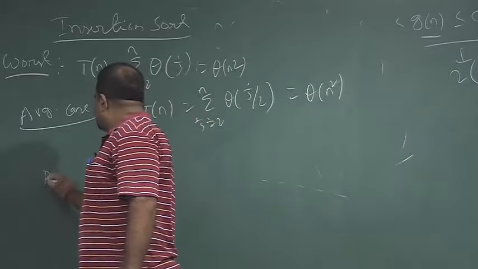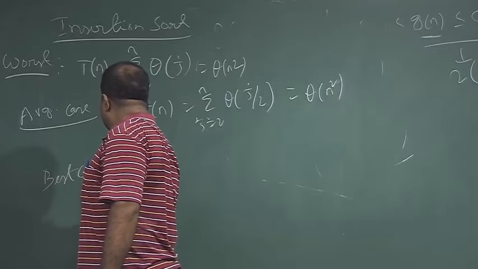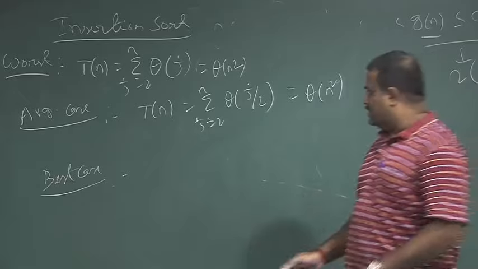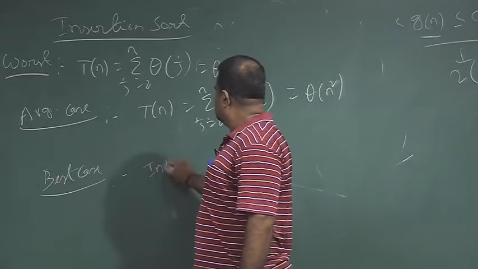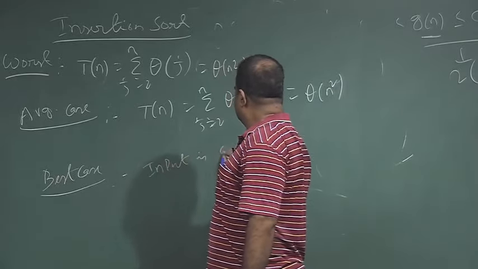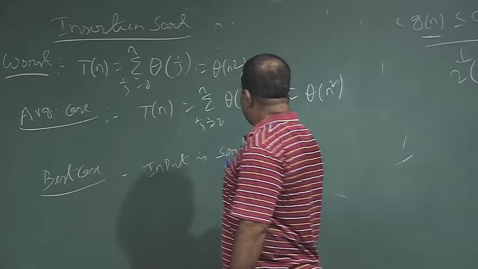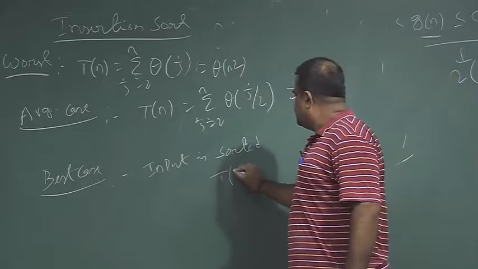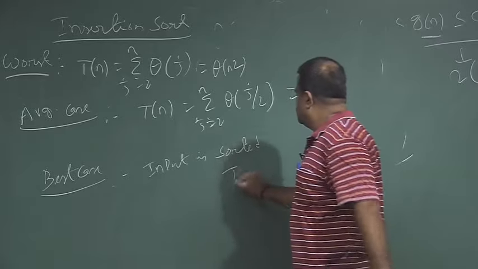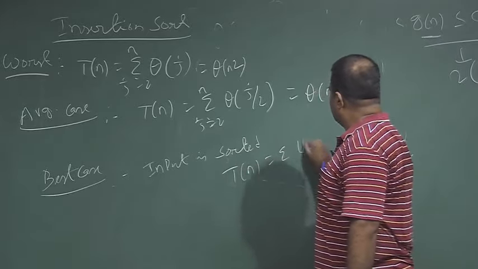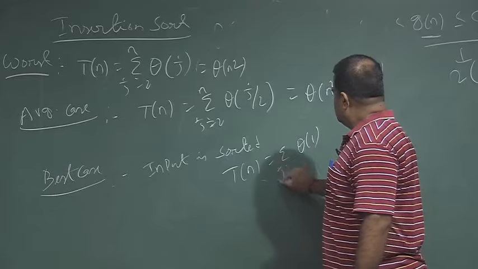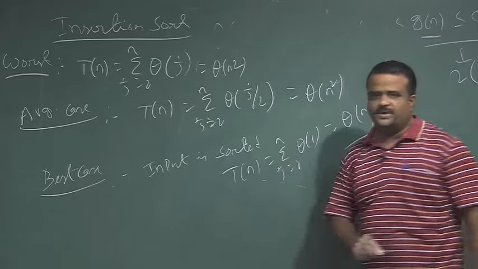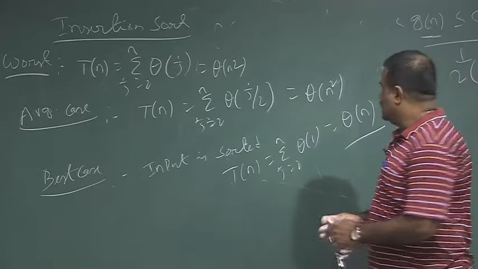Now, when is the best case for insertion sort? The best case is if the input is already sorted, that means we are comparing each element only once. So T n is then a summation of these. So this is the best case for insertion sort.